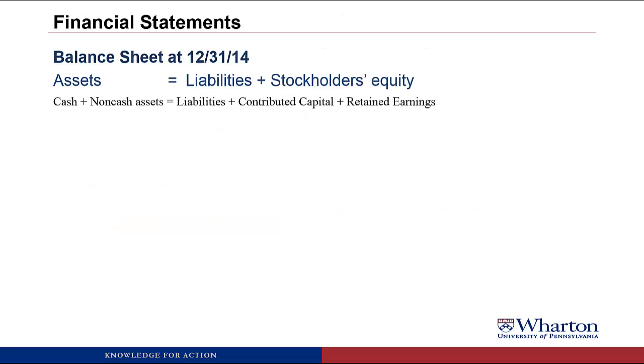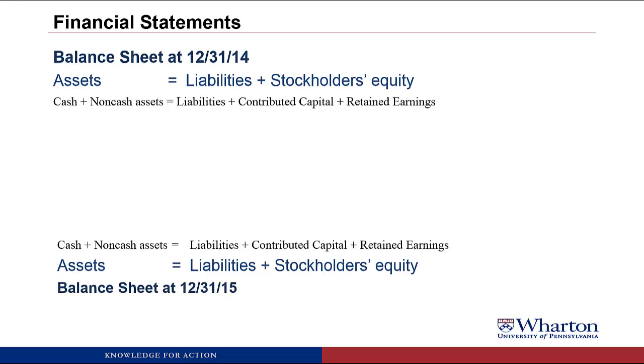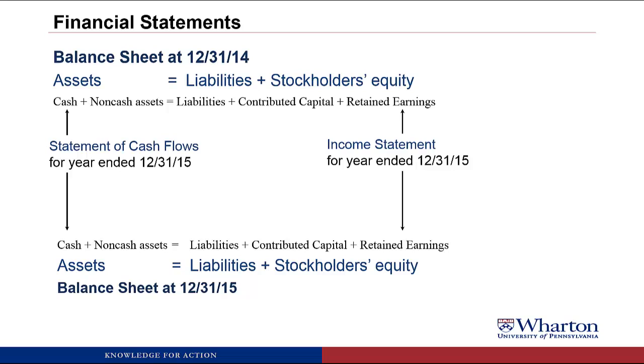So let me show you this graphically. So let's say we have a balance sheet at the end of December 31, 2014. Assets equal liabilities plus stockholders' equity. We'll split the assets into cash and non-cash assets. And we'll split stockholders' equity into contributed capital and retained earnings, which are concepts we'll talk more about in later videos. Then we have a balance sheet at the end of the year. So we've got one at the beginning of 2015, and one at the end of 2015. The difference in the retained earnings is going to be explained in the income statement for the year ended December 31, 2015. And the difference in cash is going to be explained in the statement of cash flows for the year ended December 31, 2015.